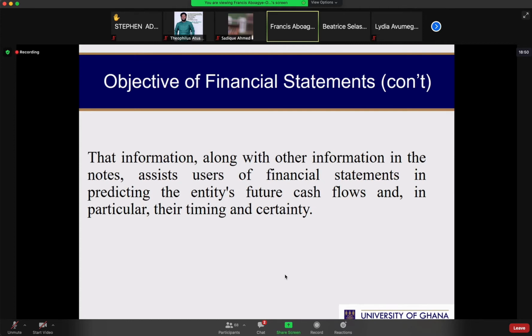Why is it important to look at the risks associated with the cash flow and the timing of the cash flow? Why?